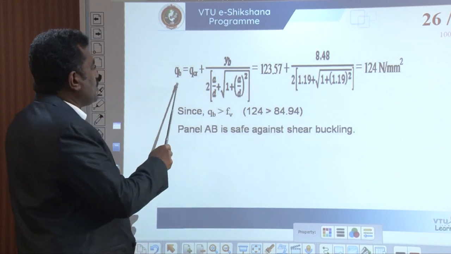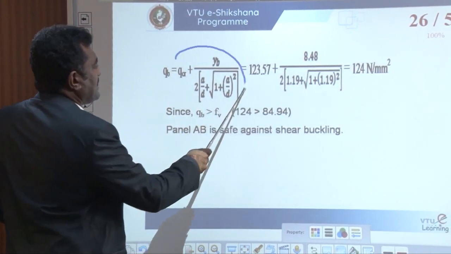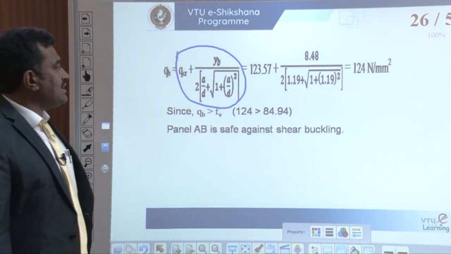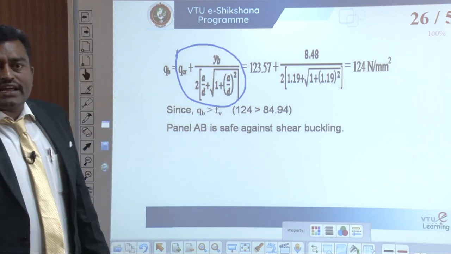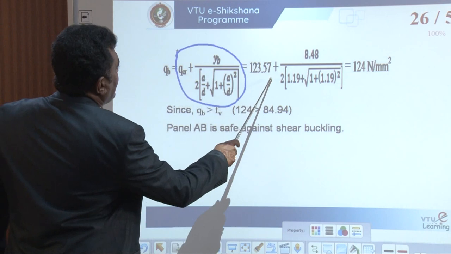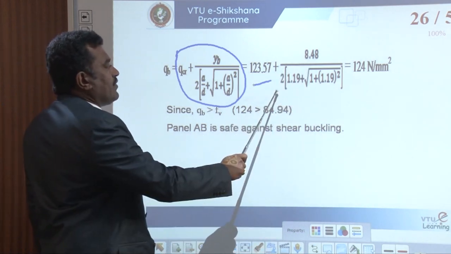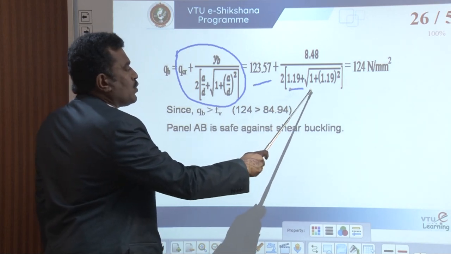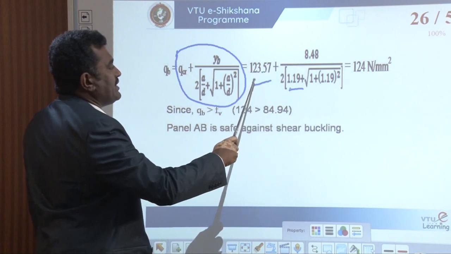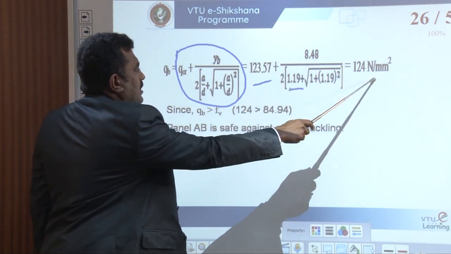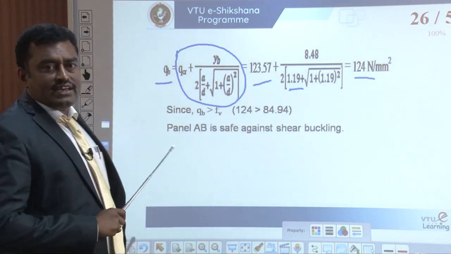Here, QB, the shear stress, is calculated using this relation: QCR, the critical shear, equals YB of 2 times A by D plus root of 1 plus (A by D) whole square. In that, QCR is 123.57, then 8.48, 2 times 1.19, root of 1 plus 1.19 square. Substituting these values, 123.57 and 8.48, gives 124 Newton per mm square. This is the shear at base, represented as QB.